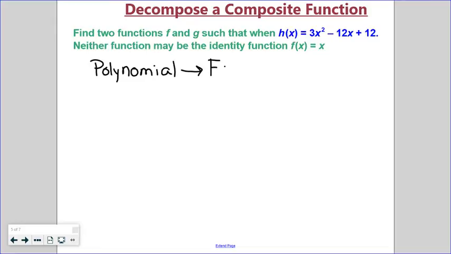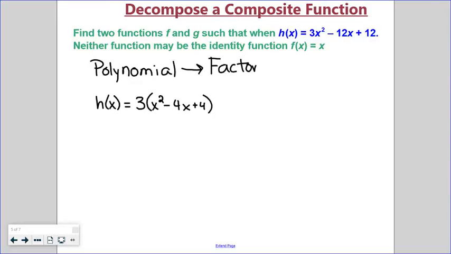I am going to start by factoring it. And I'm going to tell you right now that they will create this so that it'll work out nicely in the end. So let's look at factoring this one. First of all, h of x has a GCF, so I would pull that GCF out front, leaving me with x squared minus 4x plus 4.